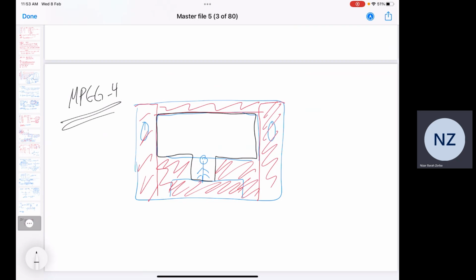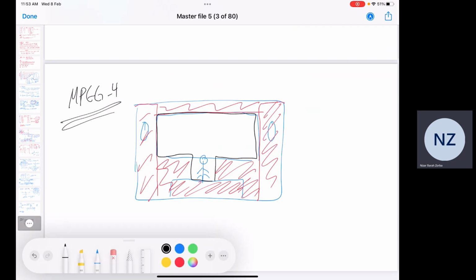So based on what the system will work, let me change the color again. Which color now?